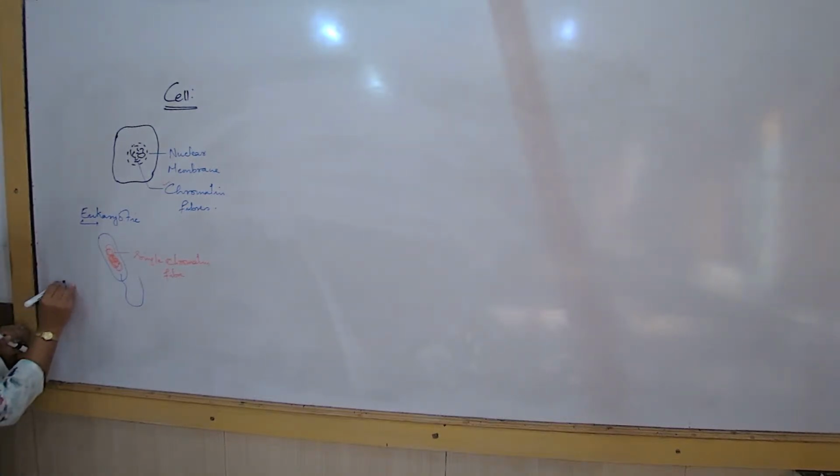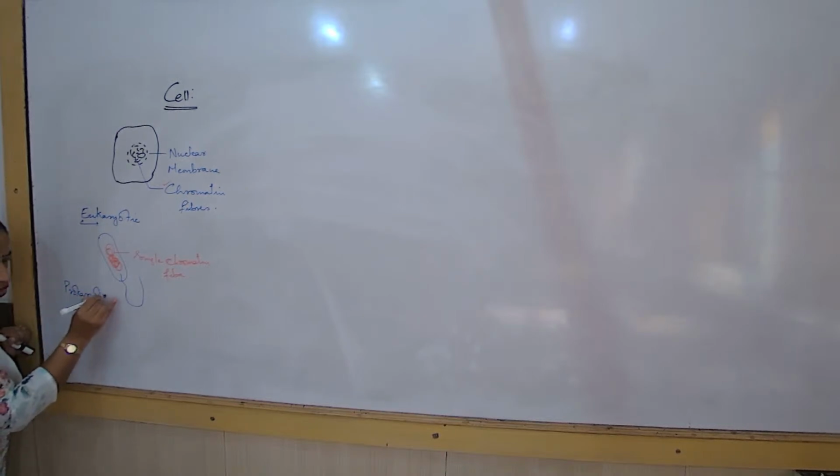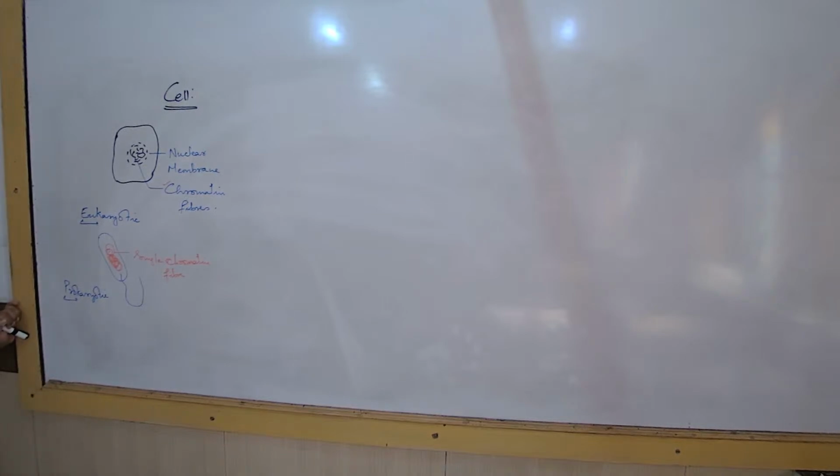What I told you is, if this is a type of cell that I'm drawing, then this type of cell is known as prokaryotic, where pro means primitive. So how do we understand that it is a primitive cell? Because this chromatin material is single, one in number, very thin, and extensively coiled.